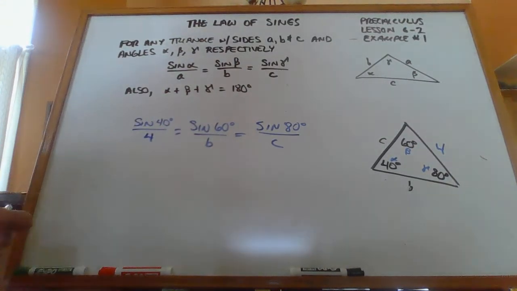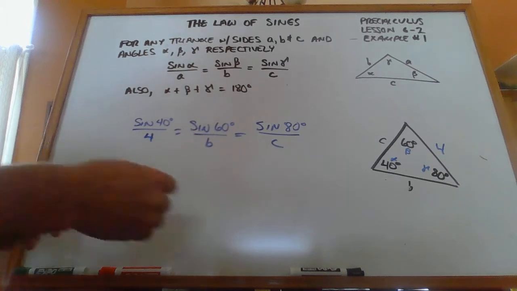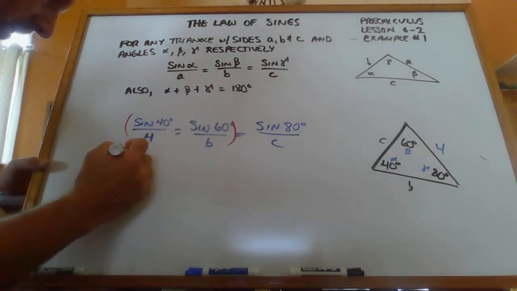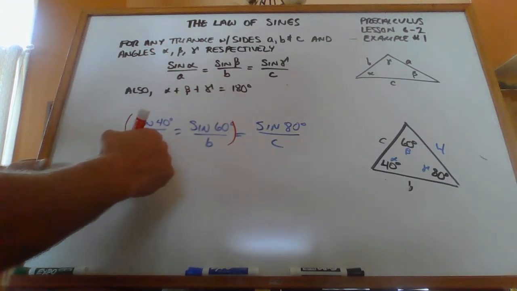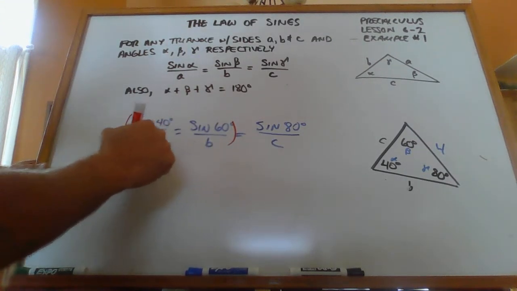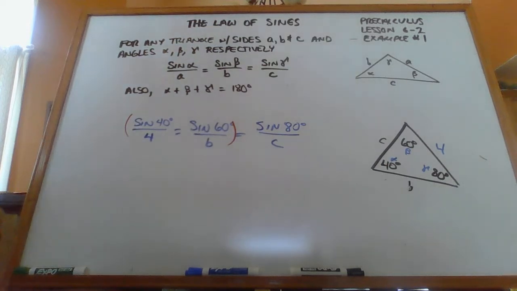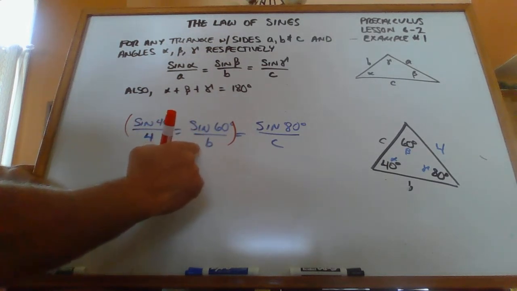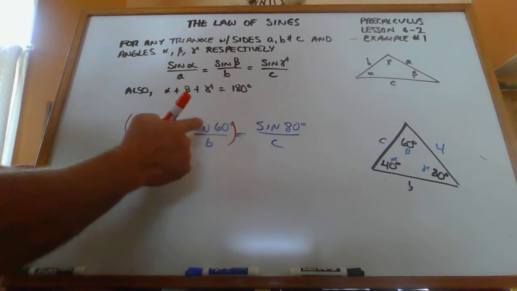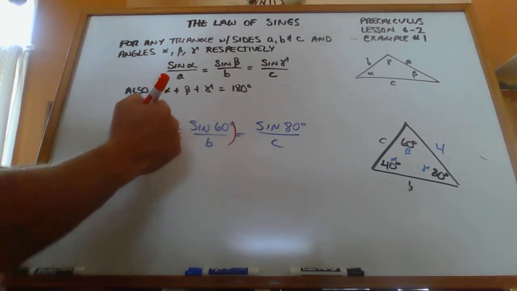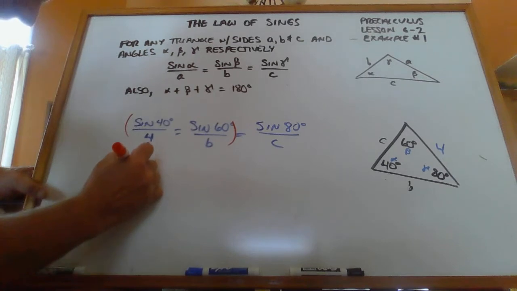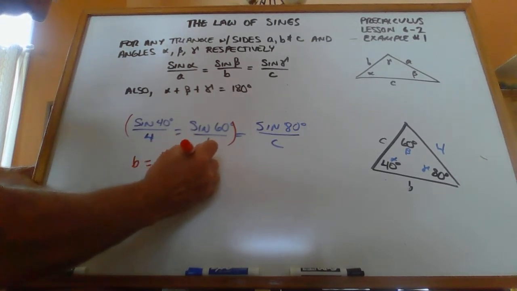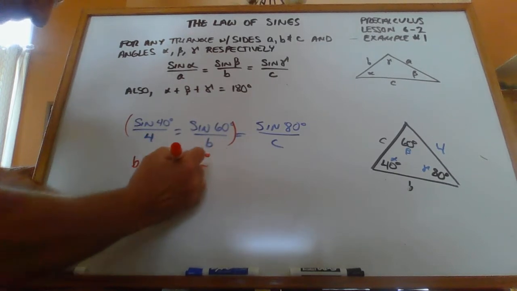Okay, now I'm going to just look at this part right here. Okay, and I've got a proportion. So I've got a variable here, I've got 3 known numbers here. So I'm going to go ahead and solve this proportion. So we always take the 2 numbers that are diagonal from each other, multiply them together, and divide by the other one. So B will be equal to 4 sine 60 divided by sine 40.